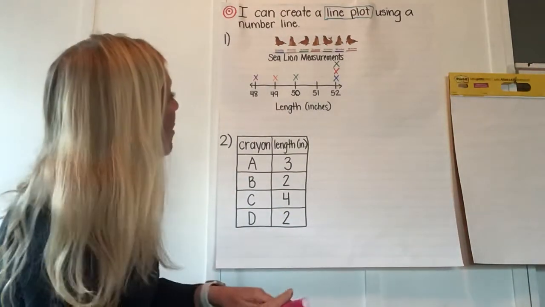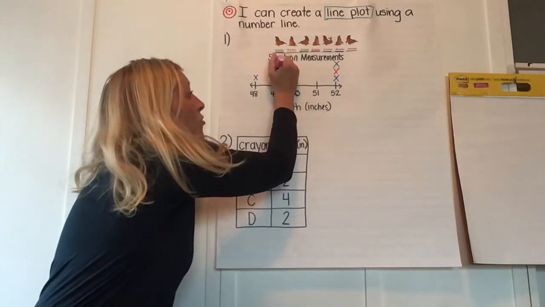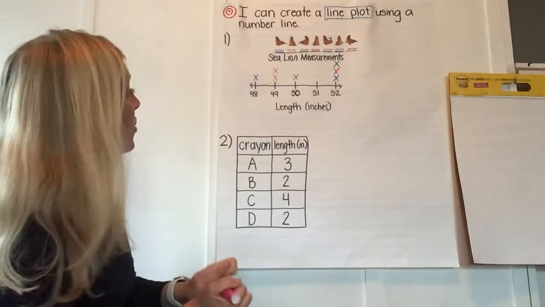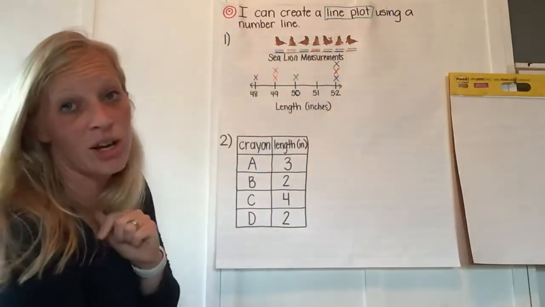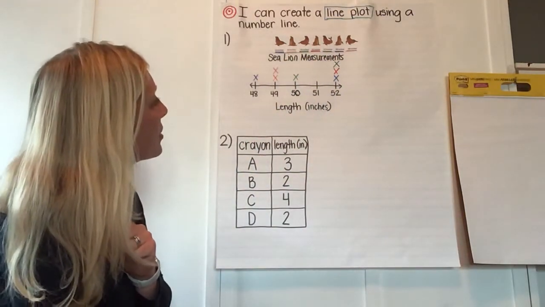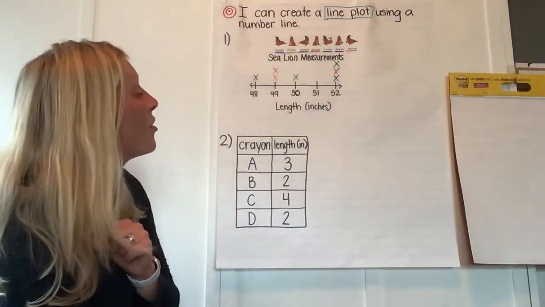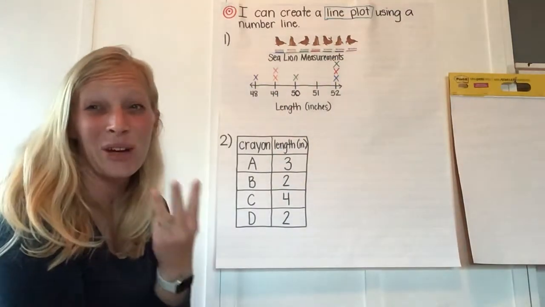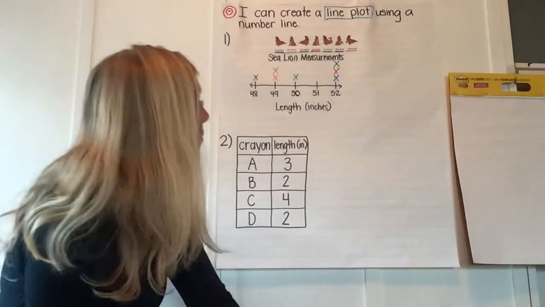And my last one, how long is that little guy? He's 49, so just like I did with my 52, I'm gonna put my X above my orange one that's already there because I actually have two that are 49 inches. What else do you notice about my data when we look at this? Yes, the majority of mine are 52 inches. I have 3 sea lions that are 52 inches long.